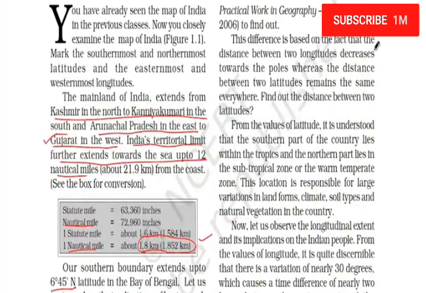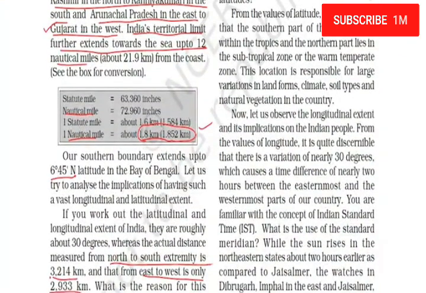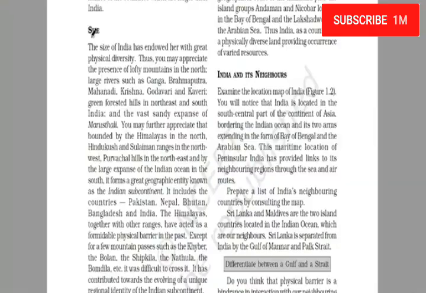This difference is based on the fact that the distance between two longitudes decreases towards the pole, whereas the distance between two latitudes remains constant. You know the distance between two latitudes will be 111 kilometer throughout. That's why it is called parallel. No need to see this much. Then you have size. Just go through this once. Not important for us at all.